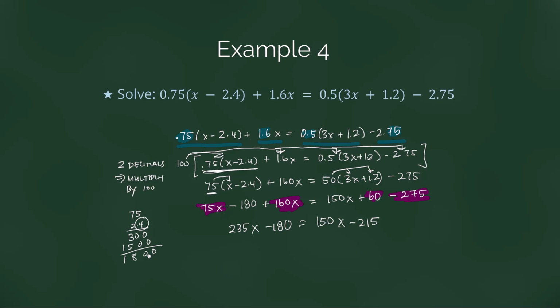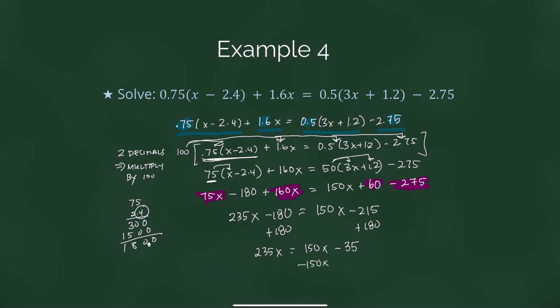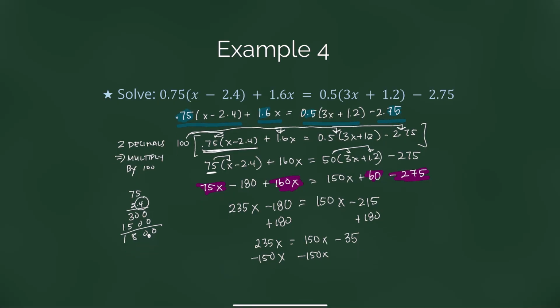Now I'm going to move this 180 over. I'm going to add 180 to both sides. That gives me 235x is equal to 150x minus 215 plus 180, which is minus 35. And then I'll subtract 150x from both sides. Again, remembering that our goal is to isolate the x, so we need it all by itself on one side. This is going to give me 85x equals negative 35.